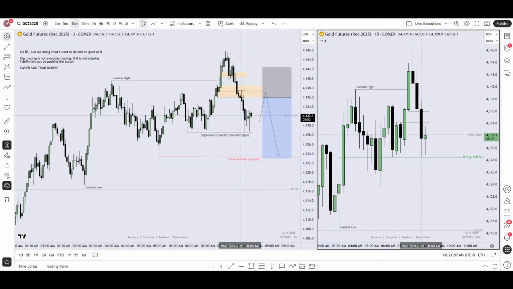Economic calendar right now using Forex Factory. We have no red folder news and we have no medium impact news. So we only have a bunch of low impact news from 9:20, 10 a.m., 10:20. FOMC members will be speaking respectively.